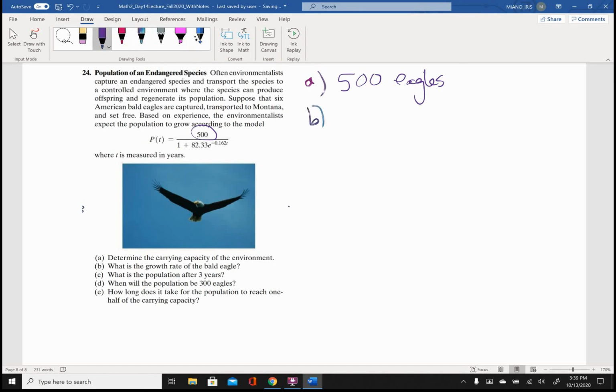What is the growth rate of the bald eagle? Well, that'll be this little number right here. I'm going to underline it. But since it's in a denominator with a negative exponent, it's actually positive, it's a growth rate. So just take off the negative sign and turn that number into a percentage. So 16.2% is the growth rate. Okay, part C.